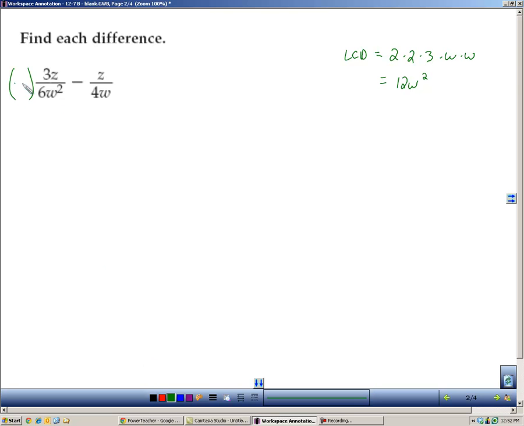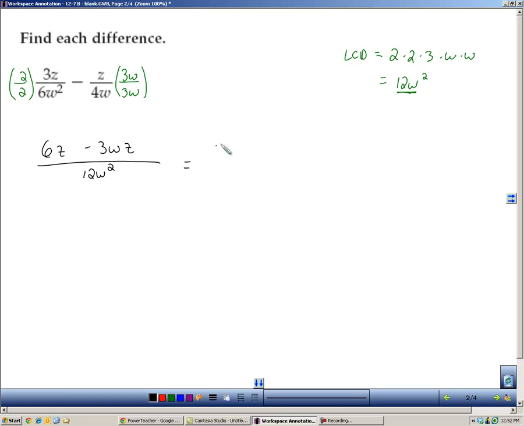Well, the left side is missing just a 2, because 2 times 6w squared will give me the 12w squared that I'm looking for. And the left side, or excuse me, the right side needs a 3w to create a 12w squared. And now we'll simplify. 6z minus 3wz all over the common denominator of 12w squared.